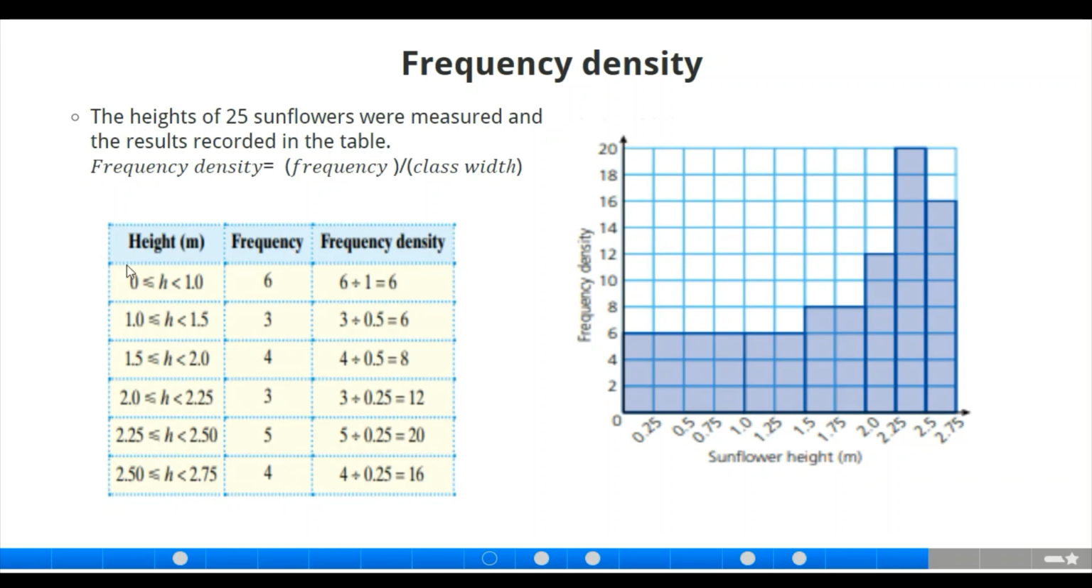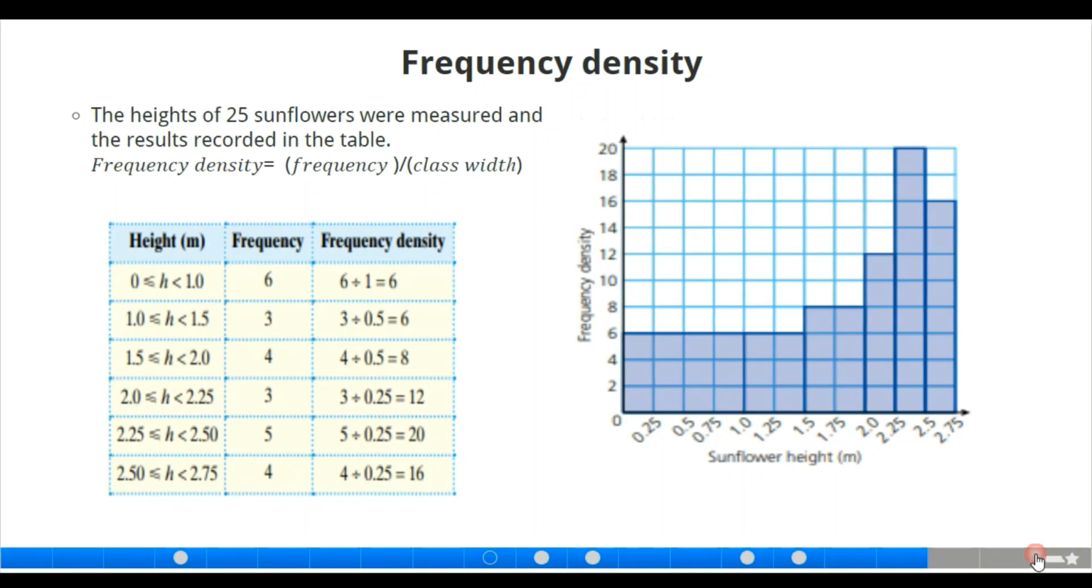Let's look at what we have here. From 0 to 1.0, that's just 1.0. So look at it, the number between 1.0 to 1.5 is 0.5. That is 1.5 minus 1.0. The number between 1.5 and 2.0 is just 0.5. Okay. So from 2.0 to 2.25, the number is 0.25. 2.25 to 2.5, the interval is 0.25 as well. And from 2.50 to 2.75, the interval is also 0.25.